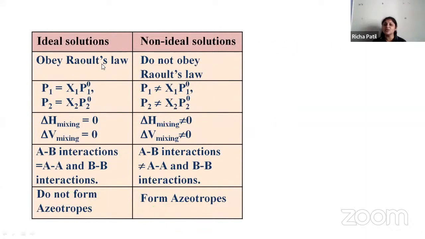Next is ideal solutions and non-ideal solutions. You have studied this in your theory part. It is very important, and in your CET also this is very important. What do you mean by an ideal solution? An ideal solution is one which obeys Raoult's law. And a non-ideal solution is one which does not obey Raoult's law.